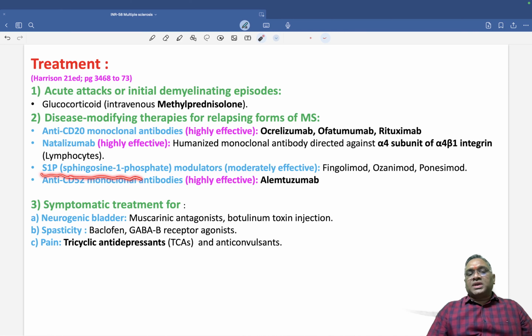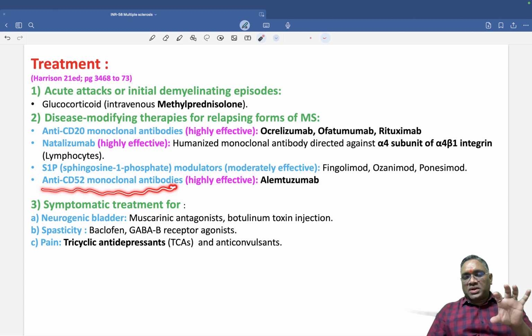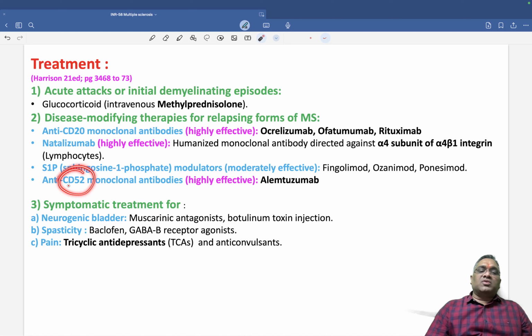S1P, sphingosine 1 phosphate modulators, they are moderately effective. Fingolimod, ozanimod, or ponesimod. These are the drugs. Anti-CD52 monoclonal antibody. Again, this is a very important thing for exam. Anti-CD52 monoclonal antibody, they are highly effective, and the important drug here we are using is alemtuzumab. Right, so please remember, alemtuzumab can be our future question also.